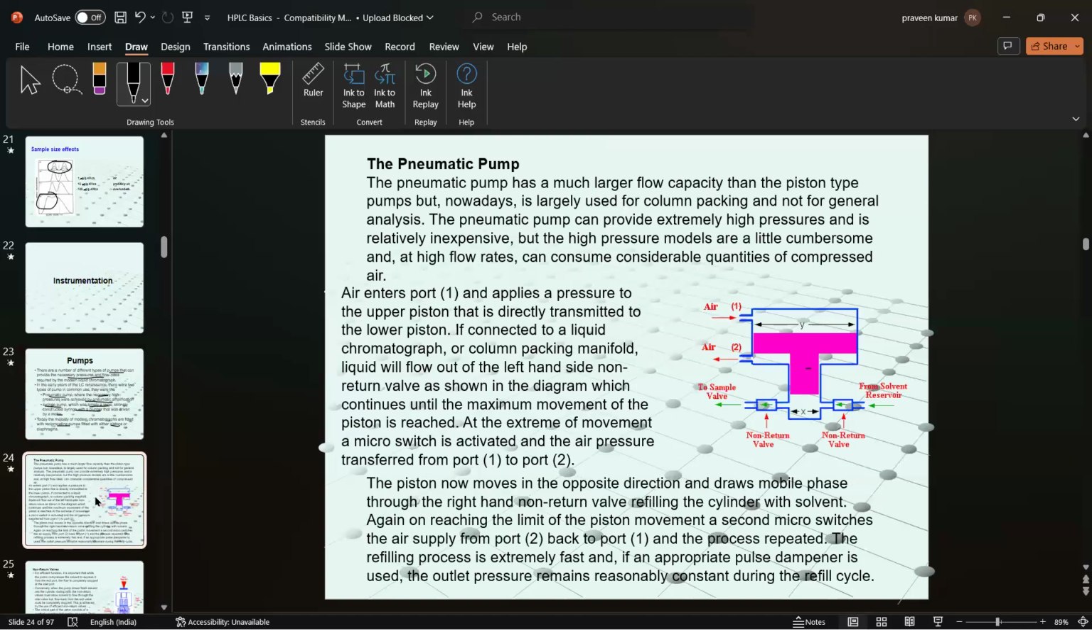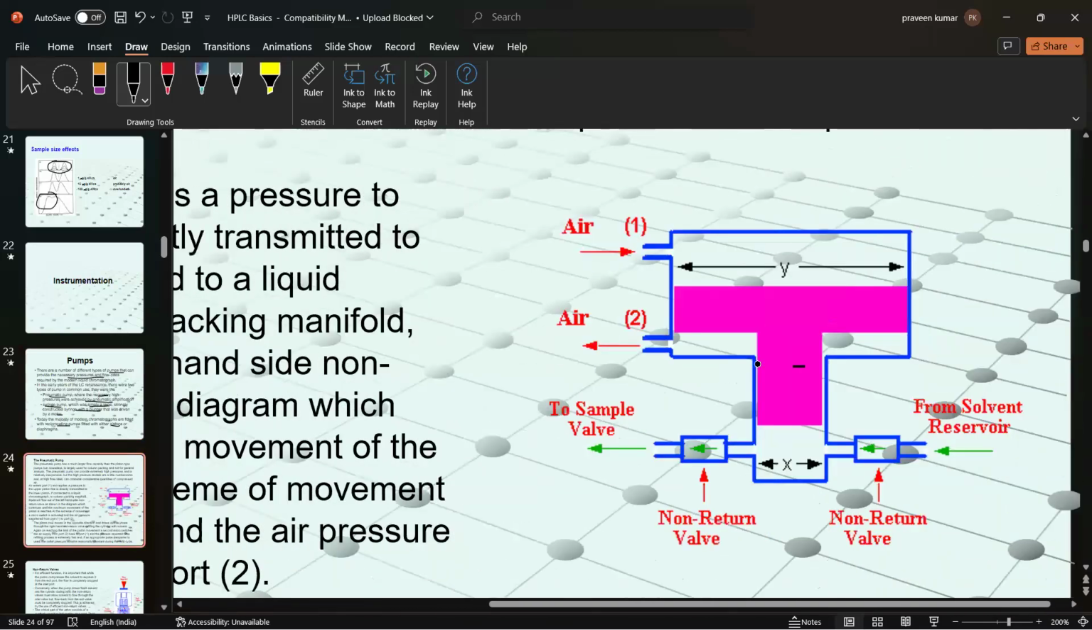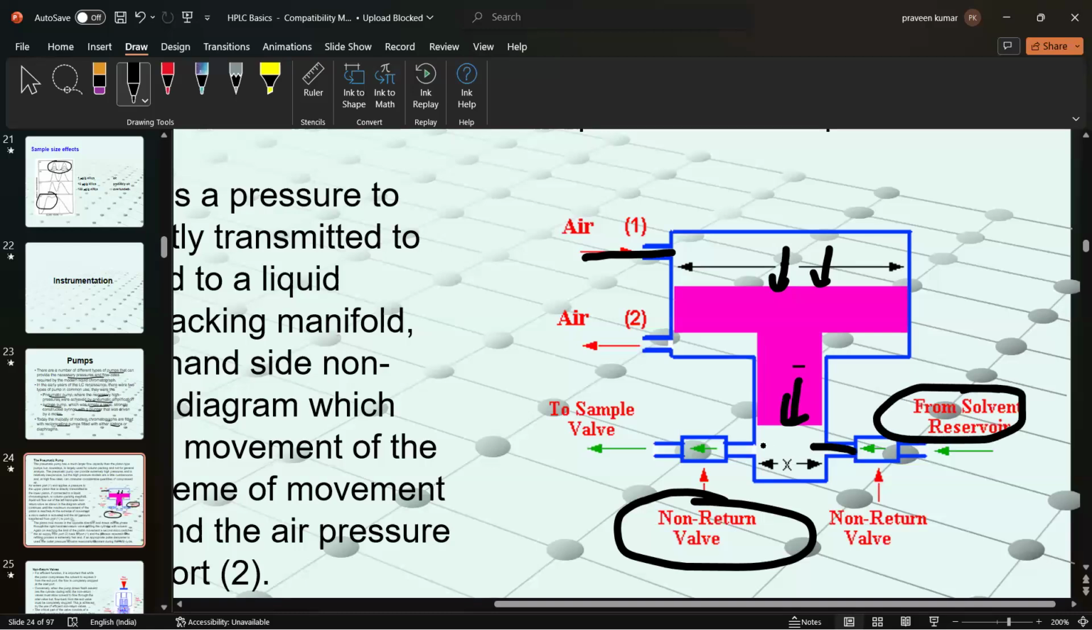While coming to the pneumatic pump, let me explain the basic principle. The whole HPLC system is connected by non-return valves. Whenever air passes through this system, the air pushes down this piston. The piston exerts a force downwards, by which the solvent from the reservoir passes from here to here.